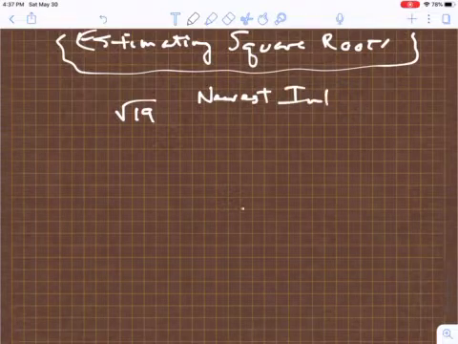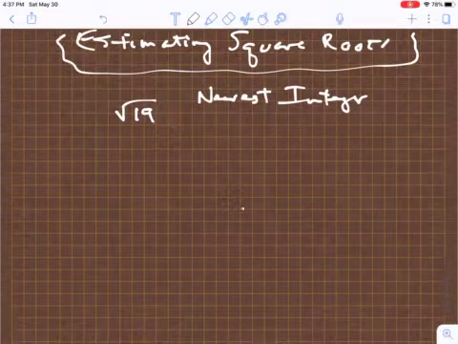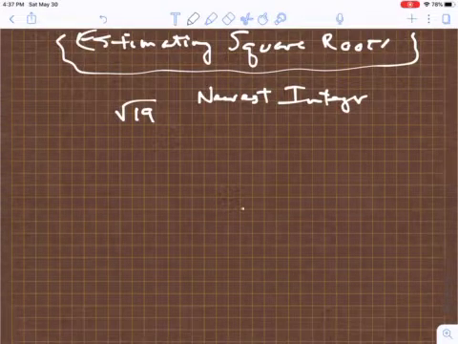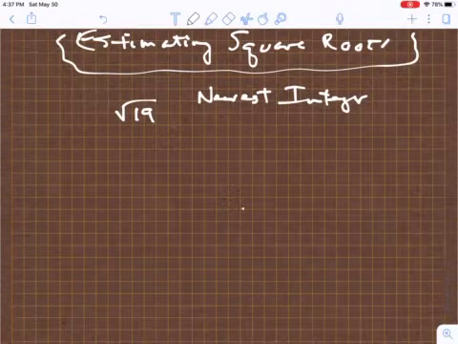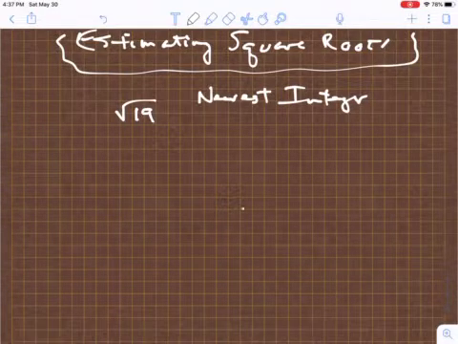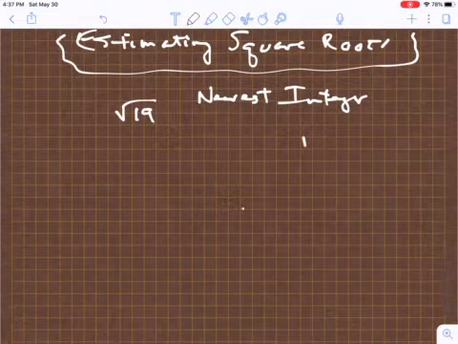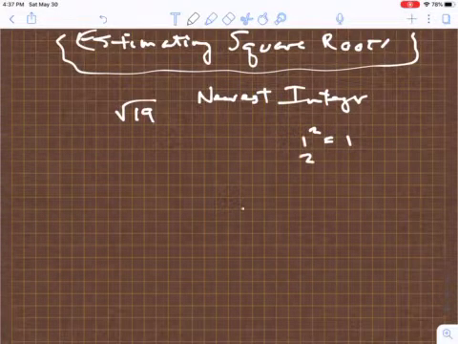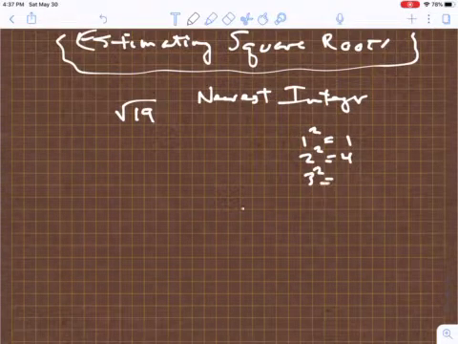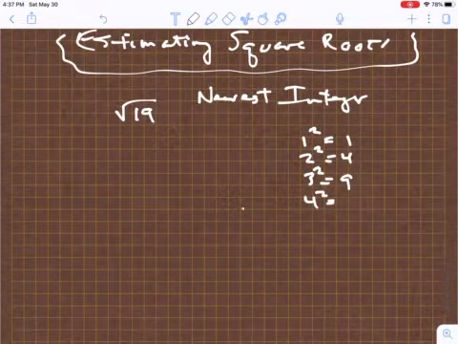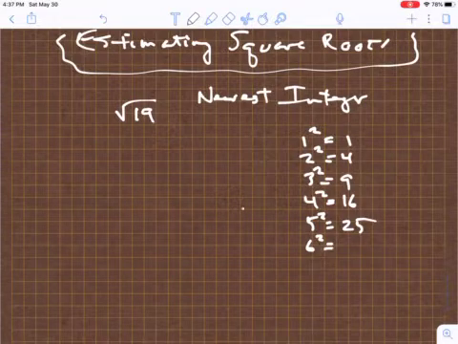What they're saying is we know that it's going to be a decimal, but they're asking what it's closest to. When you do this, it's very helpful, first of all, if you have a table of your square numbers, or if you just know them. So if you know that 1 squared is 1, 2 squared is 4, 3 squared is 9, 4 squared is 16, 5 squared is 25, and you just keep going up.